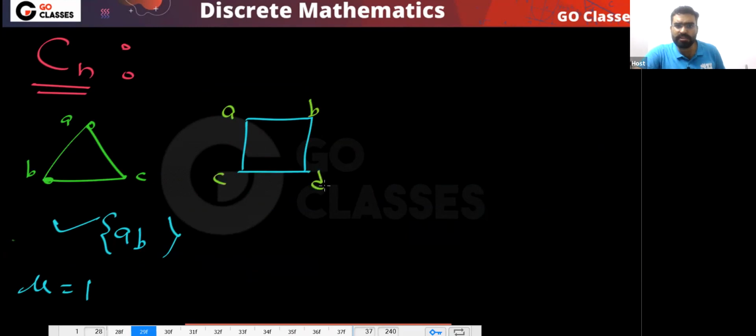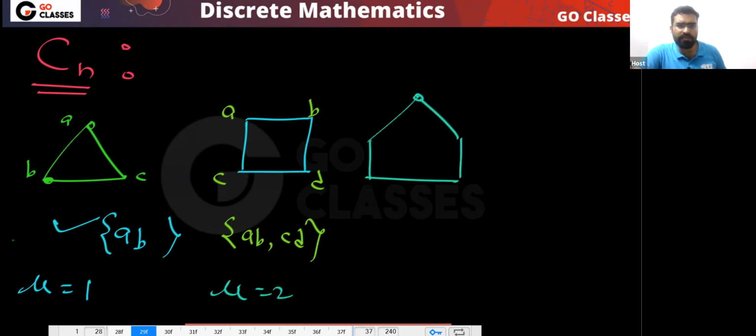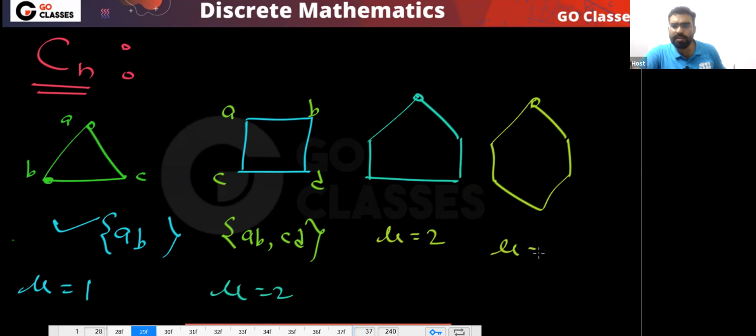Now you can take 2 edges. For example, A, B, C, D. You can notice all the 4 vertices are different. So here mu will be 2. And what if your graph is like this? If your graph is like this, again mu will be 2. And if your graph is like this, then your mu will be 3.